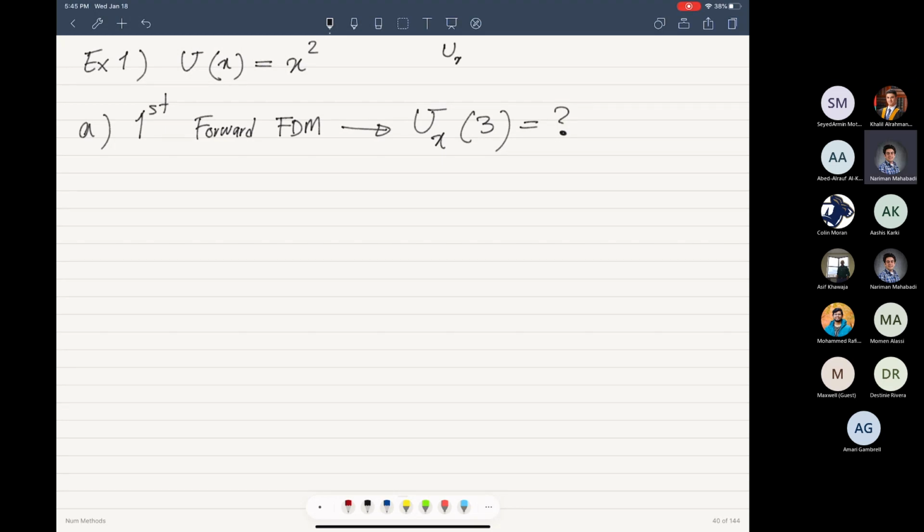And this is the form, right? By forward FDM, the form is, sorry, this should be the delta x.